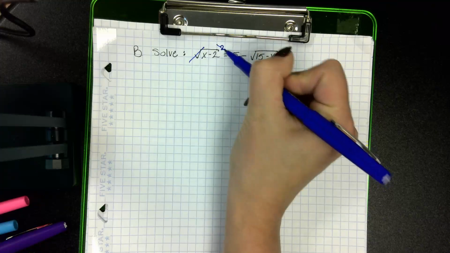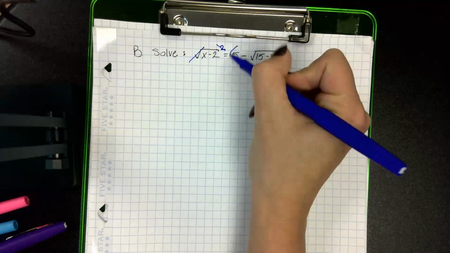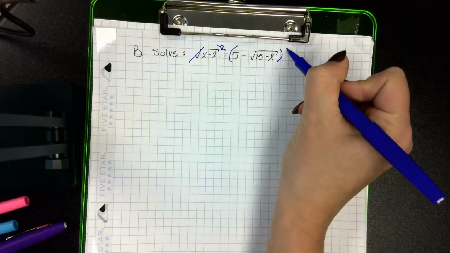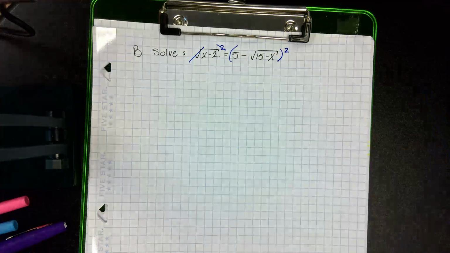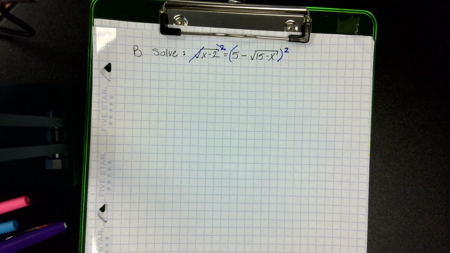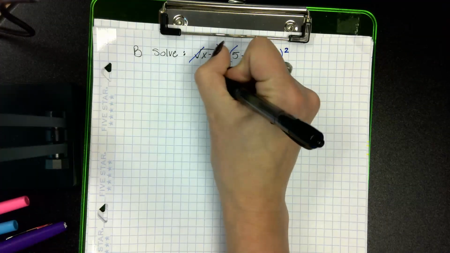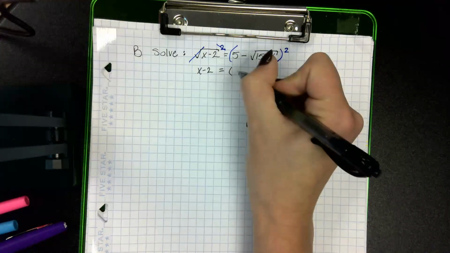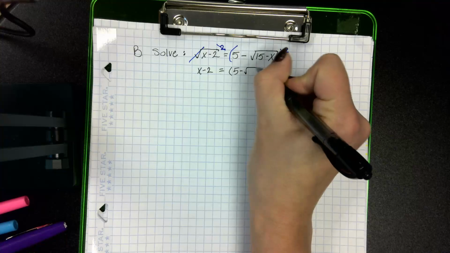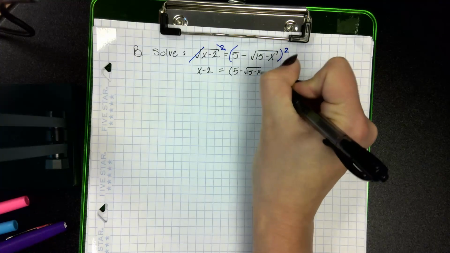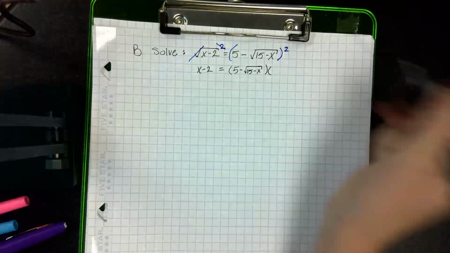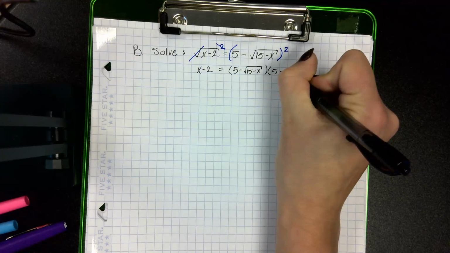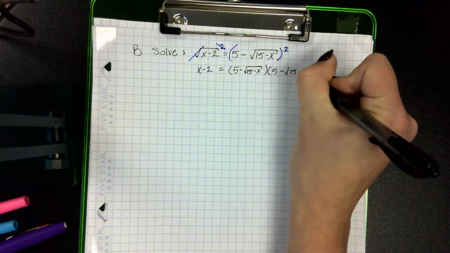So the square root and the squared cancel. And then everything on the right-hand side is going to be squared. That is very important. You group it all together. It's the parentheses that are being squared. So now I have x minus 2 on the left, and it equals the parentheses 5 minus the square root of 15 minus x times the parentheses 5 minus the square root of 15 minus x.